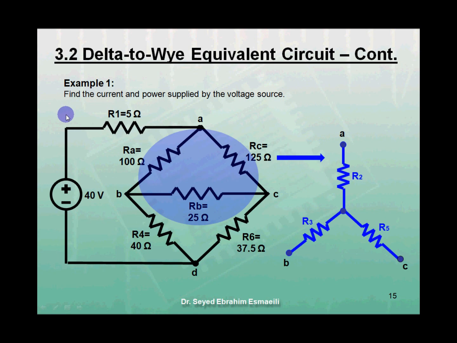In this example, we need to find the current and power supplied by the voltage source. In order to find the current supplied by the voltage source, we need to find the equivalent resistance between nodes A and D. This can be easily done after replacing the upper delta configuration or the lower delta configuration by its equivalent Y configuration.